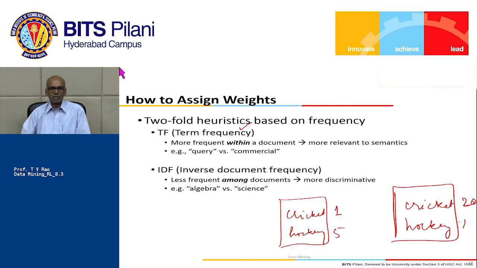Hockey is coming once. So we need to recognize that these two documents really have some differences. One document may be more relevant for one query compared to the others. And the other technique that is used is the inverse document frequency.